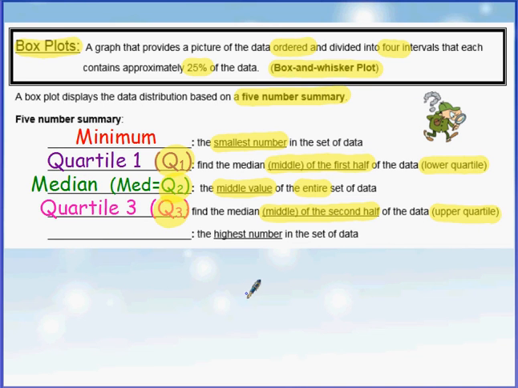Now, the difference between the upper and lower is that the lower comes from the smaller values in the set, and the upper quartile comes from the higher values in the set. And then last, in our 5-number summary, is the highest number in the entire set, which is called our maximum.